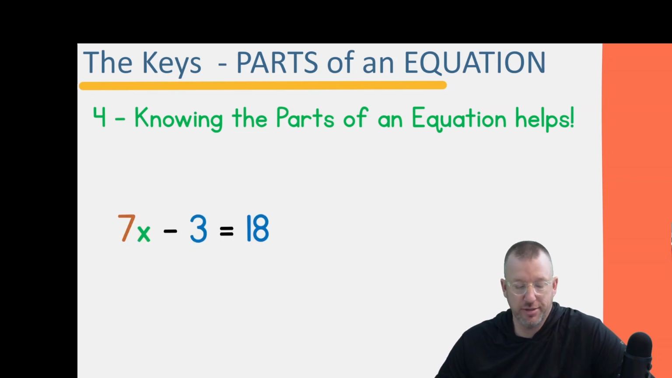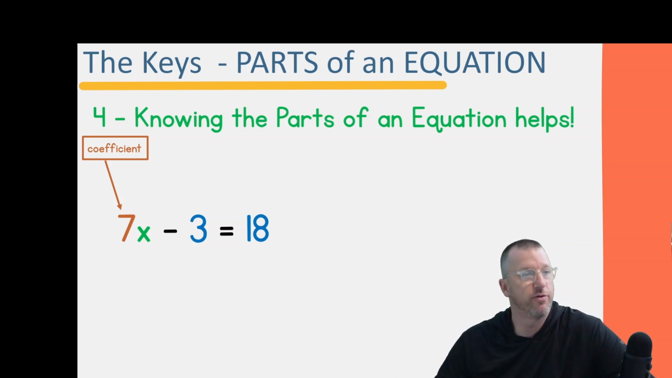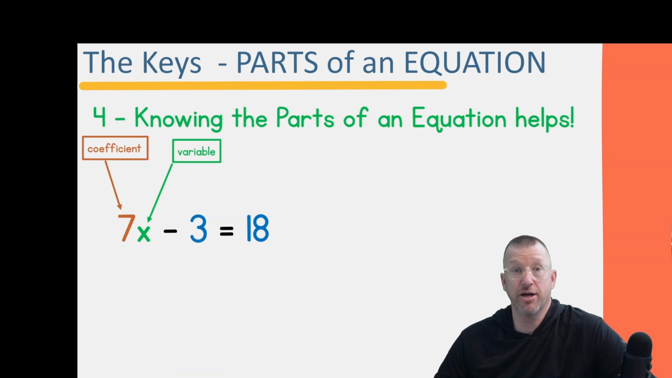Okay, so here's an equation, 7x minus 3 equals 18. The 7 is a coefficient. It's the number attached to a variable. Okay, and notice that we did 7x and not x7. The coefficient goes before the variable. Next up, we have a variable. That's the unknown. What is the x? I don't know. It's a variable.